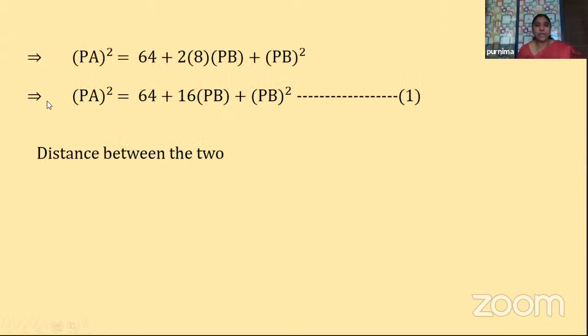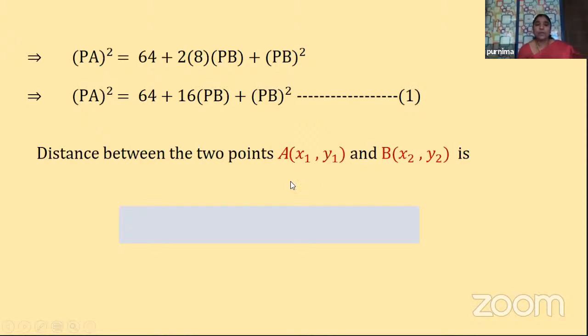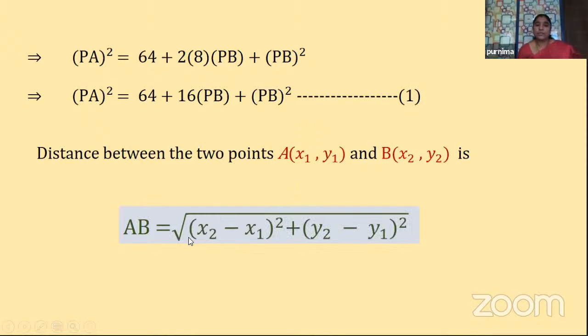This is the statement you have seen. PA square = 64 + 2 × 8 is 16 PB + PB square, which is equation number 1. Now here PA and PB are nothing but distances. Yes or not? So let us see the distance formula. The distance between 2 points A(x1, y1) and B(x2, y2) is AB = under root of (x2 - x1) whole square + (y2 - y1) whole square. So this is the distance formula. So let us apply the distance formula to find the distances and substitute in equation number 1.